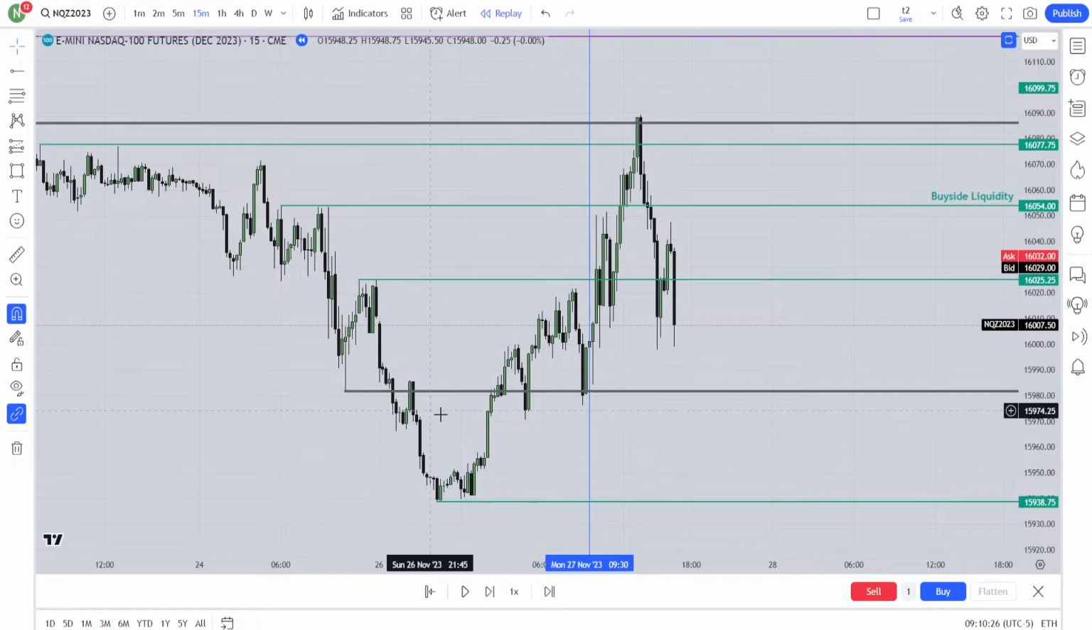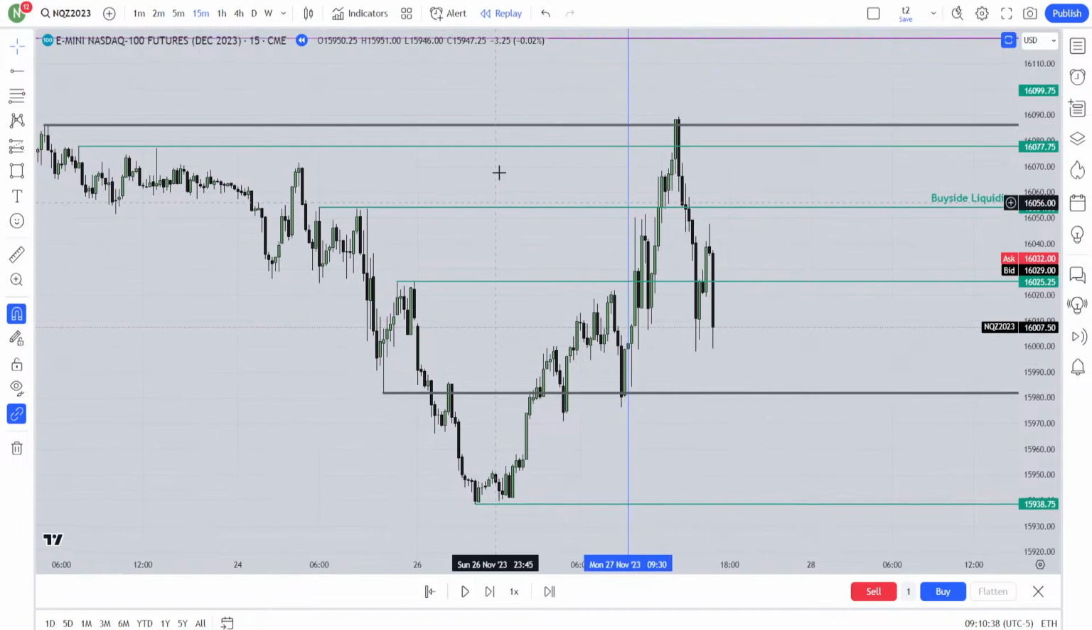Before 9:30, I don't care. I don't care about the price action, what it has done over there, because I don't trade the London session. I trade only the New York session. When you are here, you know price will be inside that range.